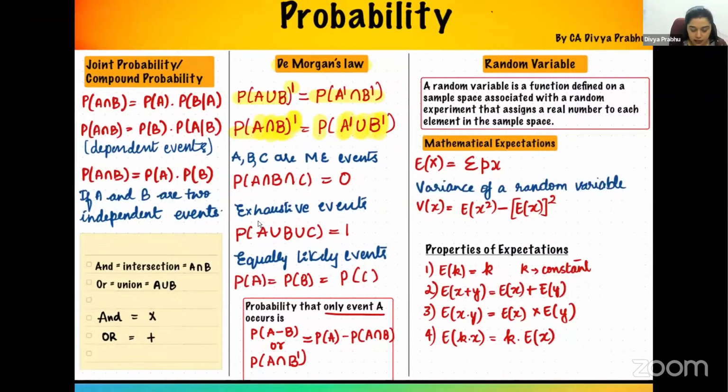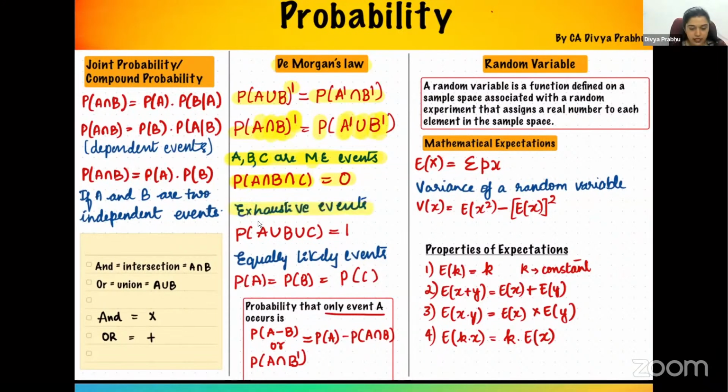Next, very important. Let's say the three events A, B and C are mutually exclusive events. If the events are mutually exclusive, it means the three of them cannot occur simultaneously, which means that if one event occurs, let's say A occurs, B cannot occur, C cannot occur. Or if B occurs, A cannot occur, C cannot occur. Correct? So if these three are mutually exclusive events, there is nothing common between them. So P of A intersection B intersection C is equal to 0.